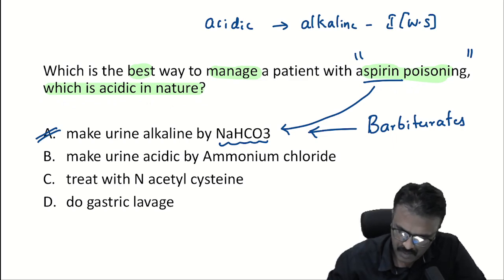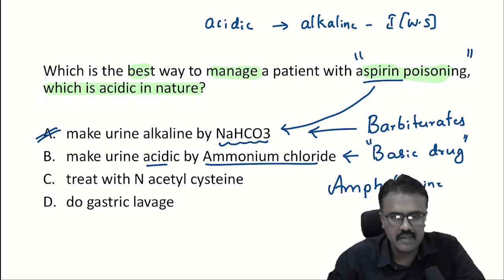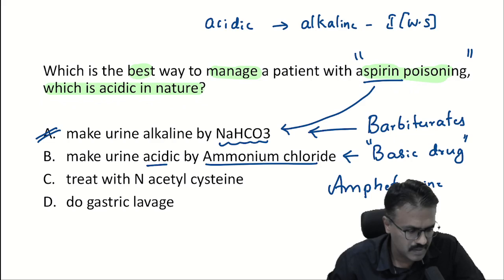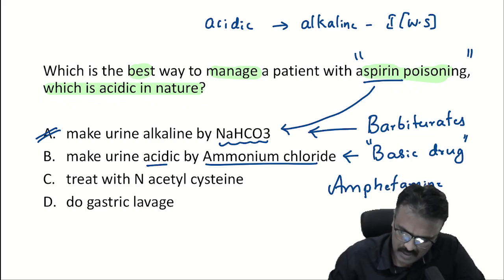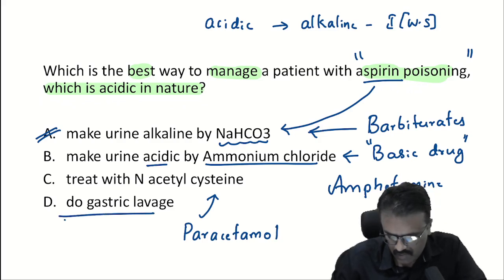In basic drug poisoning, we make the urine acidic. For example, if a person has an overdose of amphetamine, which is basic in nature, we make the urine acidic. I think DK will do 20-25 questions on that. And N-acetylcysteine is an antidote for paracetamol. And for almost all poisons we do gastric lavage.